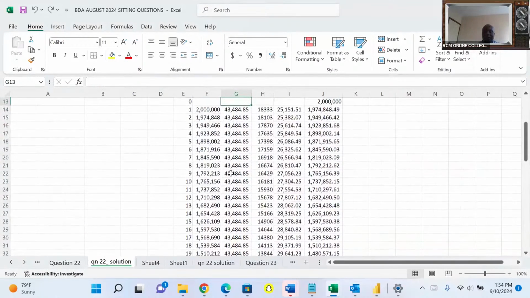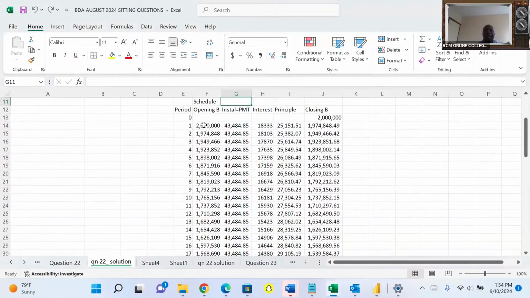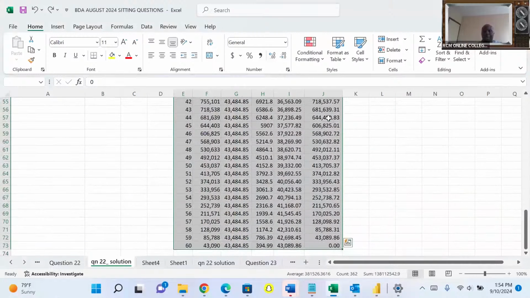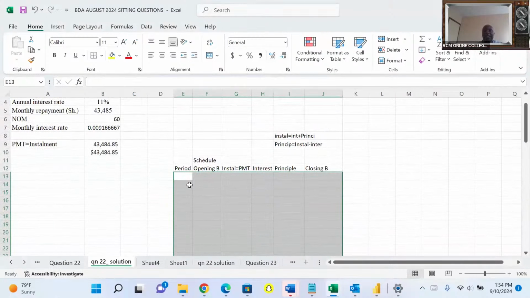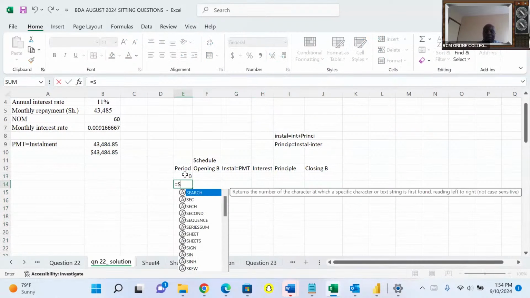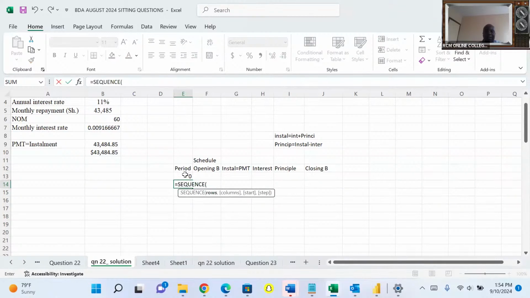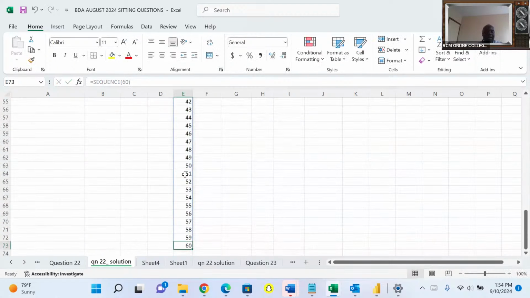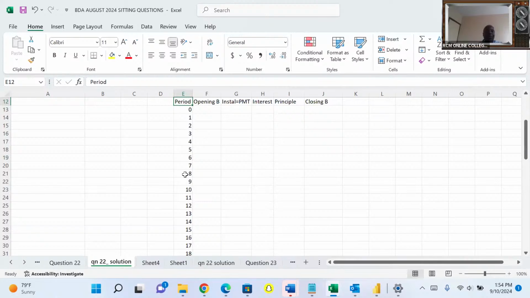So now here we are. I will want to just delete everything for your sake. All right, Control Shift down arrow, and then I say delete like that. So period, I'll write 0 here. Enter, then I say equals sequence, tab. So I want 60 rows down, 60 like that. Enter. Great. Control down arrow, Control up arrow.